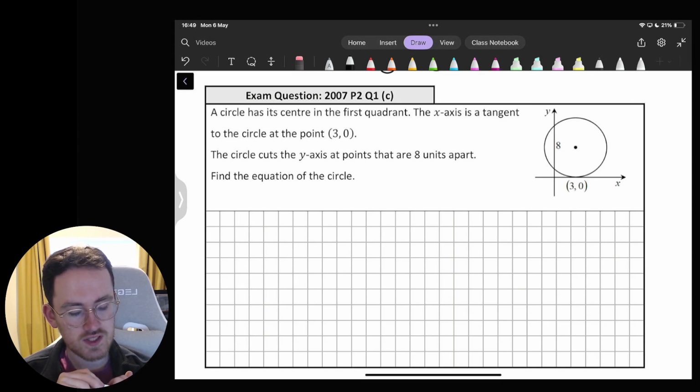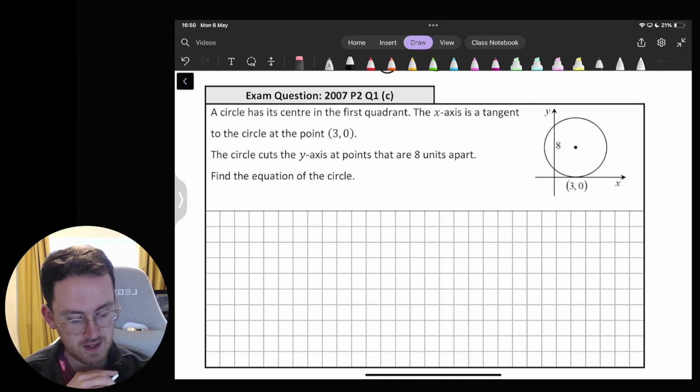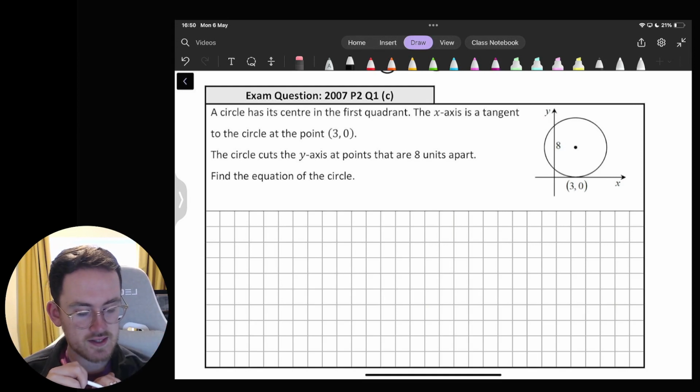So let's look at another example. A circle has its center in the first quadrant, so that's always good to know. It means that the x and y coordinates are going to be the same sign. The x-axis is a tangent at the point 3, 0. The circle cuts the y-axis at points that are 8 units apart. Find the equation of the circle.